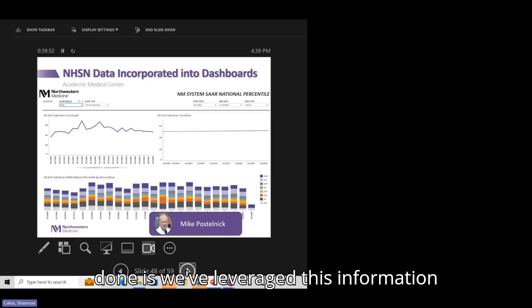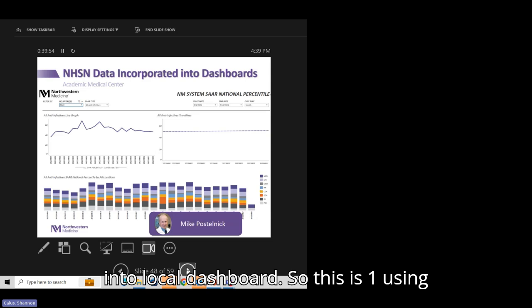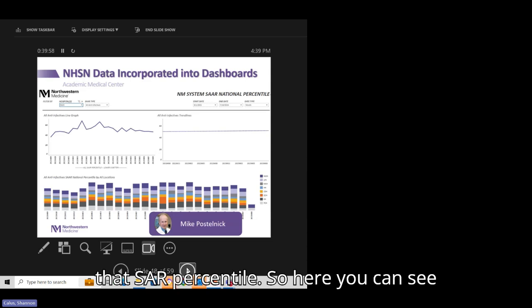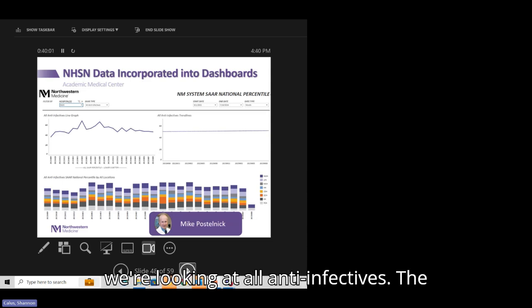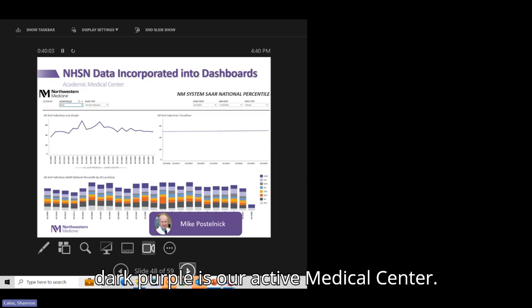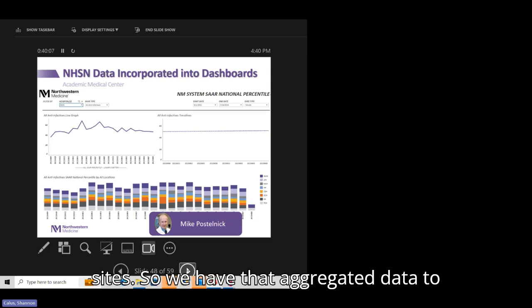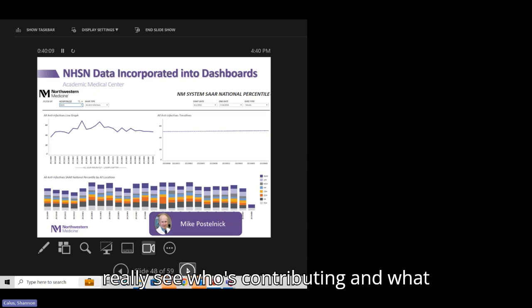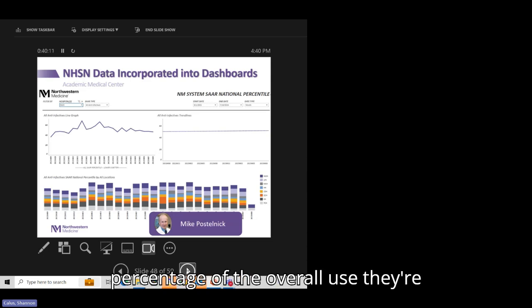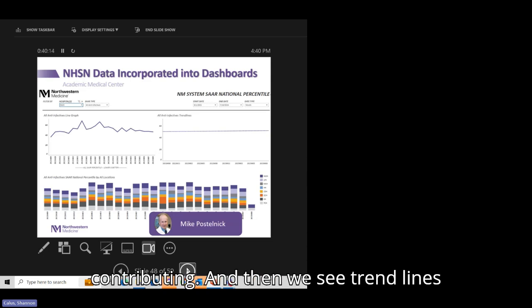One thing that we've done is we've leveraged this information into local dashboards. So this is one using that SAR percentile. Here you can see we're looking at all anti-infectives. The dark purple is our active medical center. At the bottom, you see all of our other sites. So we have that aggregated data to really see who's contributing and what percentage of the overall use they're contributing. And then we see trend lines as well.